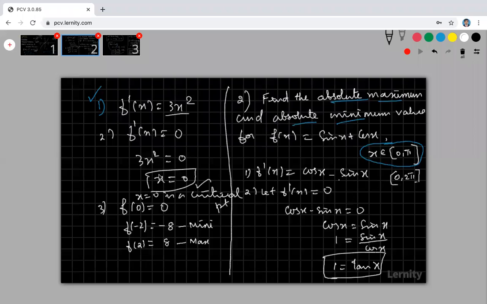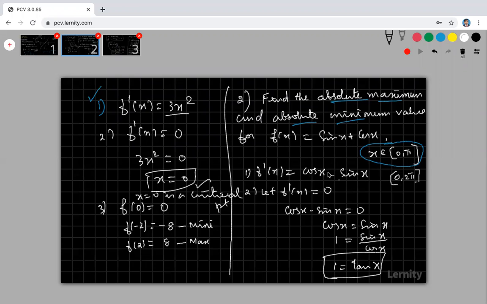In these 3, which value is minimum? That is the minimum value of the given function in the interval. That is the absolute minimum. And which is maximum? That is my absolute maximum. So here I am getting plus 8. Therefore this plus 8 is the absolute maximum, and minus 8 is the absolute minimum. Are you okay? The same procedure I am applying here.